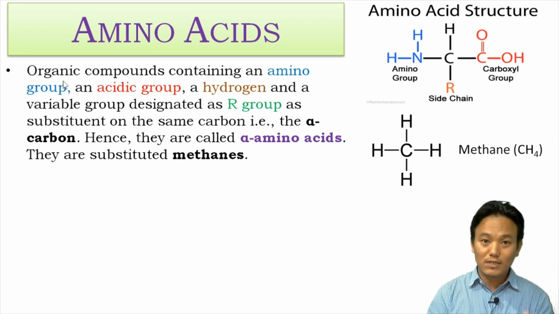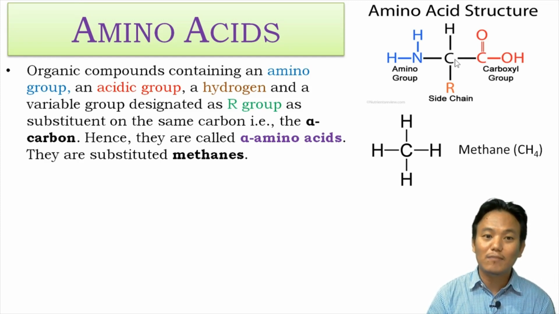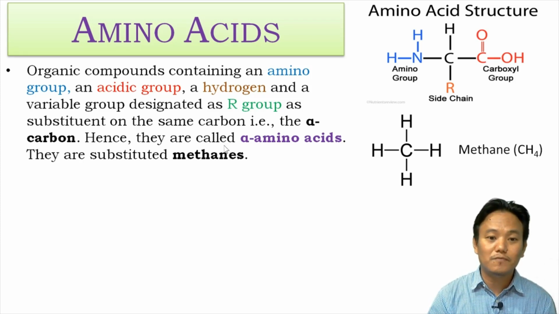Amino acids are organic compounds which contain an amino group, an acidic group, a hydrogen, and an R group on the same carbon, attached to the same carbon. So that is called an amino acid. We will see the structure of amino acids in the slide.